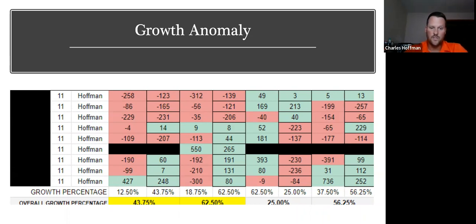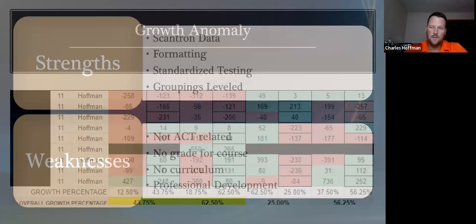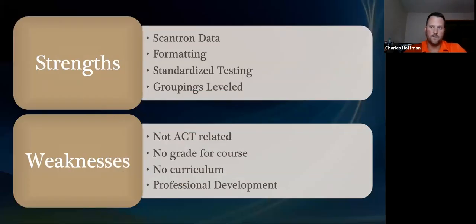But I did want to show that the juniors really affected this. I think if they would have tried and put forth a little more effort, that growth percentage for reading and the overall growth percentage would have changed for that category. So our strength with this acceleration class is Scantron data. So the data, the formatting, it's geared towards standardized testing and the high stakes tests that we take. And the groupings that we had were leveled off.